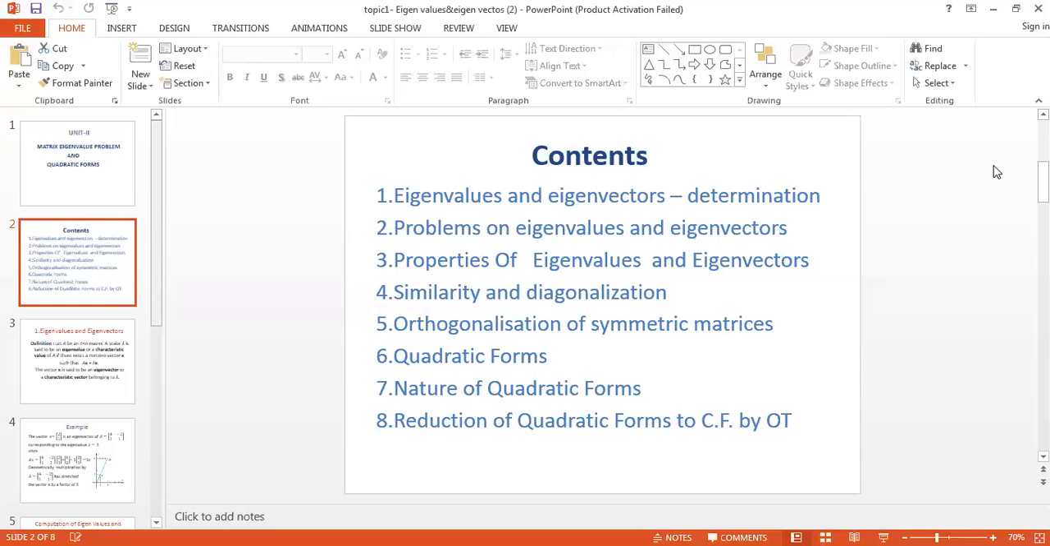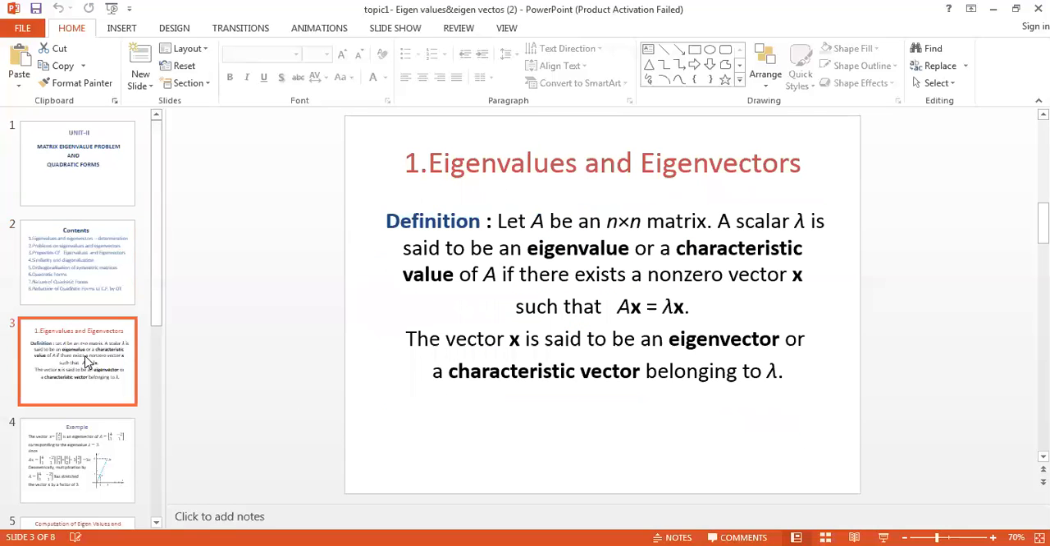Fifth topic is orthogonalization of symmetric matrices. Sixth topic is quadratic forms. Seventh topic is nature of quadratic forms. And the last topic is reduction of quadratic forms to canonical forms by orthogonal transforms.